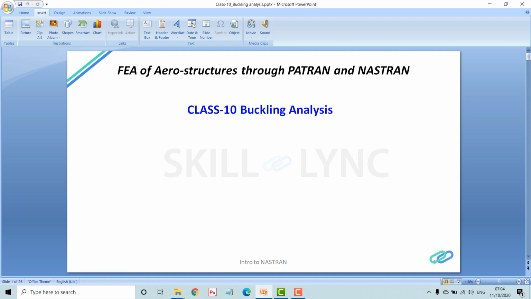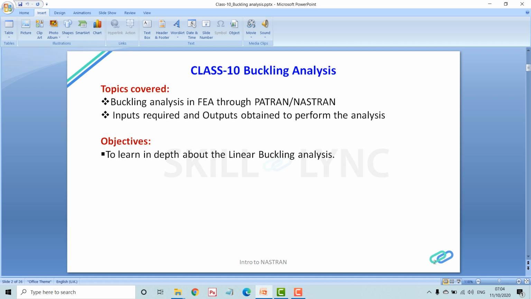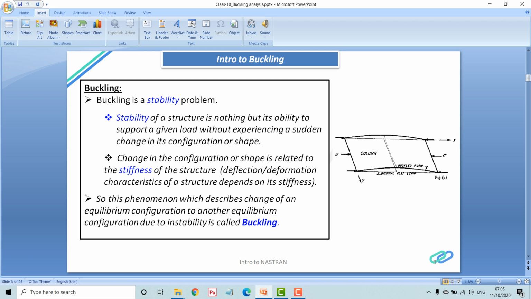So in this class I will be speaking to you on the buckling theory first to give you a brush up of the theory, and then slowly we will be moving into the practical demonstration. First, to start with buckling. Buckling falls under the category of instabilities. When I say instability, it means the structure is not in a stable position to support any given loading.